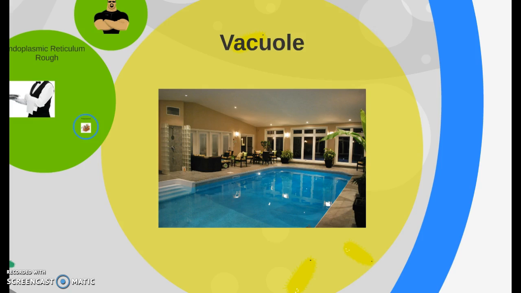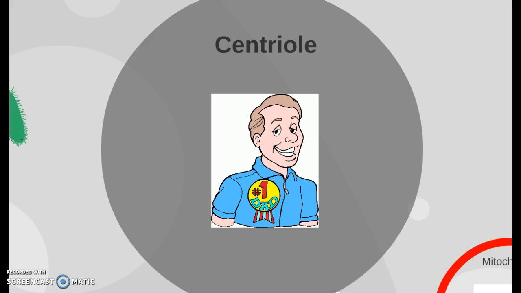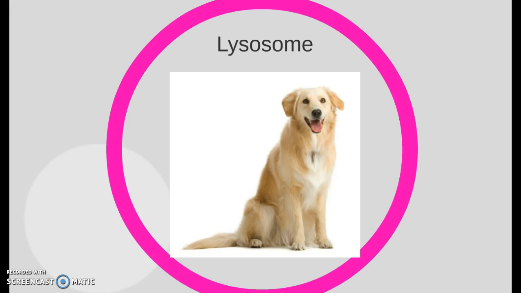The vacuole is only in a plant cell, and it is very huge as you can see in comparison with the others. It is sort of like an indoor pool that stores water. The centriole is like my dad because he is the one who decides where everything goes, and that is exactly the function of the centriole.